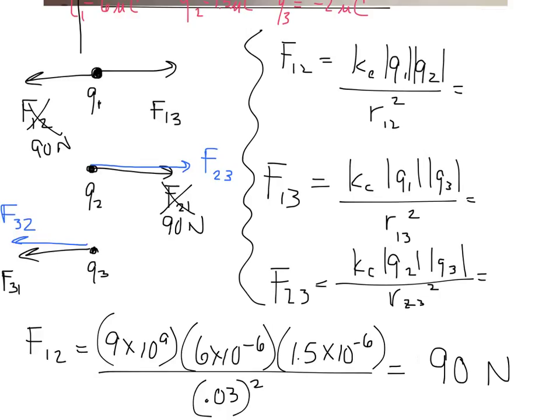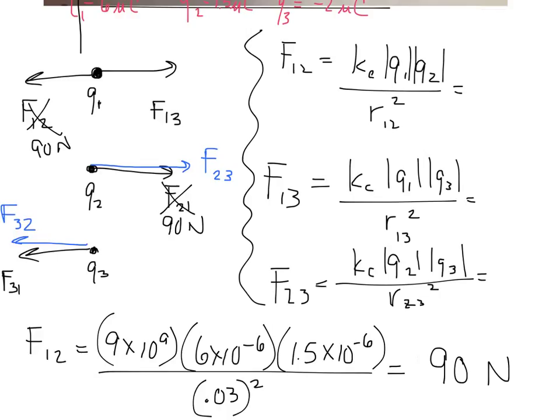That's Newton this time. Good. Newton's law: for every action, there is an equal and opposite reaction. Remember, F21 and F12 are equal and opposite reactions. Go ahead and calculate F13. Now, take a look. This is still going to be the same. These are no different.